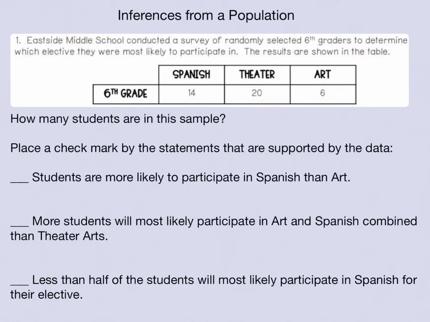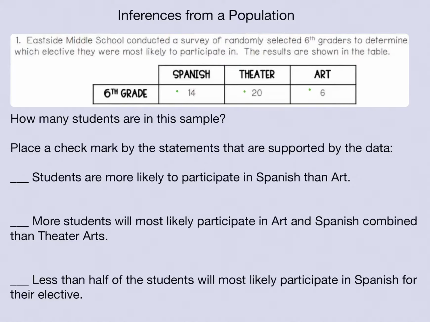Eastside Middle School conducted a survey of randomly selected sixth graders to determine which elective they were most likely to participate in. The results are shown in the table. So we have 3 electives here: Spanish, theater, and art for our sample. Anytime that you're looking at a sample or a data set and you're making inferences, you always want to look at the total first. So the first question I'm going to ask is, how many students are in this sample?